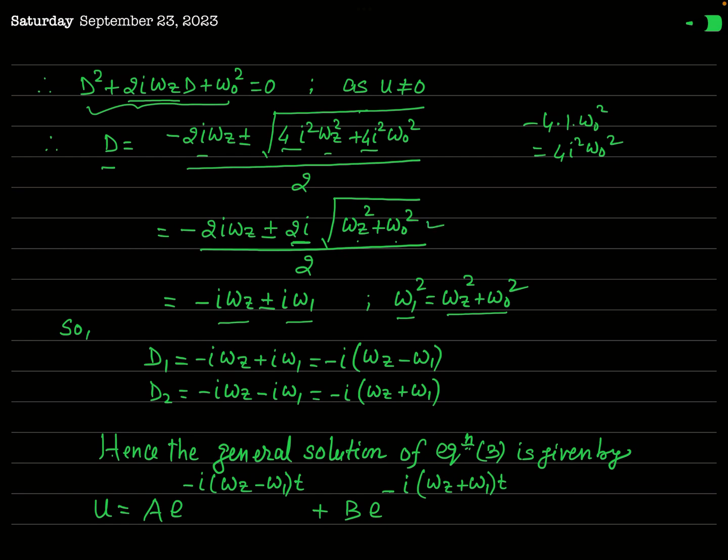Taking the plus minus sign separately, there will be two values of d. What are those two values? When you take the plus sign, d is d1, and that is minus i omega z plus i omega 1. If you take the minus as a common factor, this will be minus i times omega z minus omega 1. And d2 is the value of d when we take the minus sign, so d2 is minus i omega z minus i omega 1. Again taking minus i as a common factor, this will be minus i times omega z plus omega 1. This is just a simple calculation.